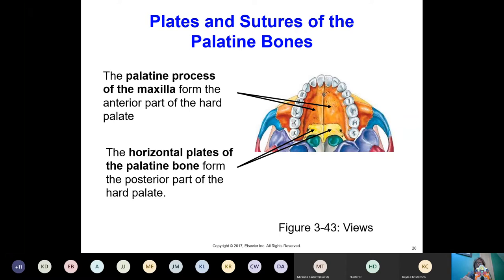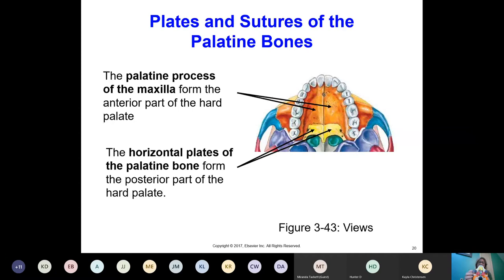That's all the hard palate, and it's made of the palatine process of the maxilla. So it's on the maxilla, or "of the maxilla" means on the maxilla, which is why it's yellow. It's part of the maxilla.